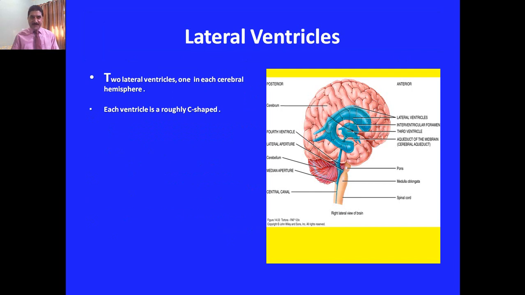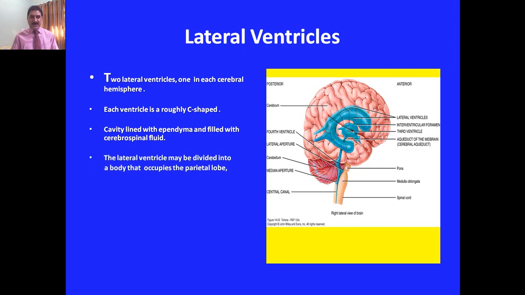Lateral ventricles. There are two lateral ventricles, one in each cerebral hemisphere. Each ventricle is roughly C-shaped. The cavity of the lateral ventricle is lined with ependyma and filled with cerebrospinal fluid. This fluid is produced by the choroid plexus. The lateral ventricle may be divided into a body that occupies the parietal lobe of each cerebral hemisphere, and from which anterior, posterior, and inferior horns extend into the frontal, occipital, and temporal lobes respectively.